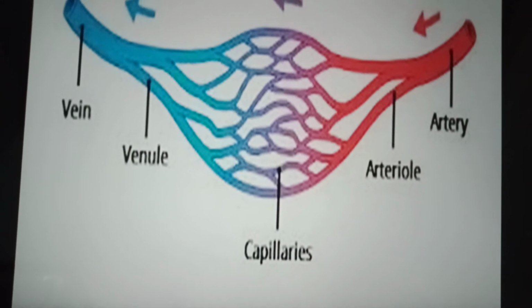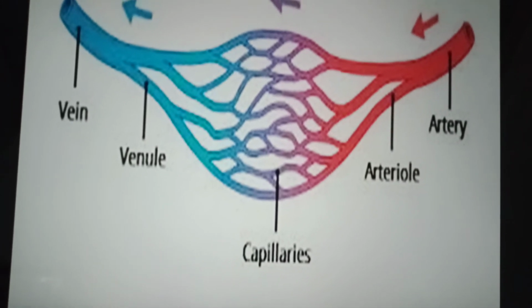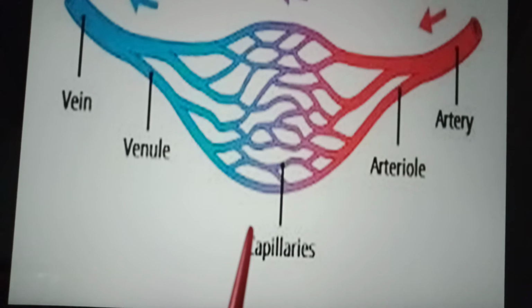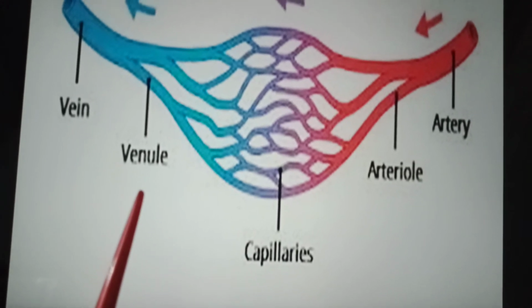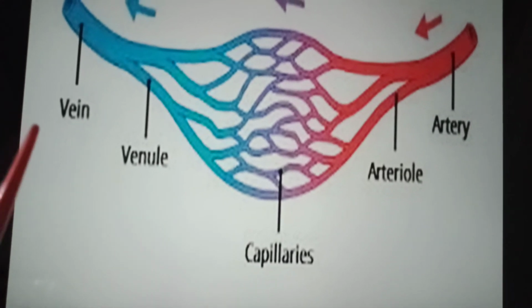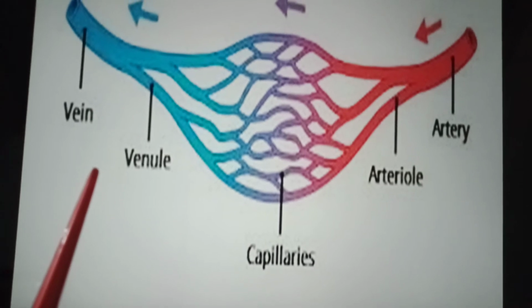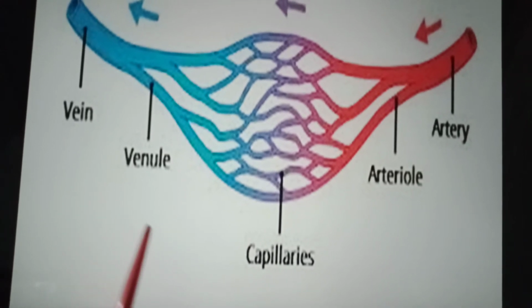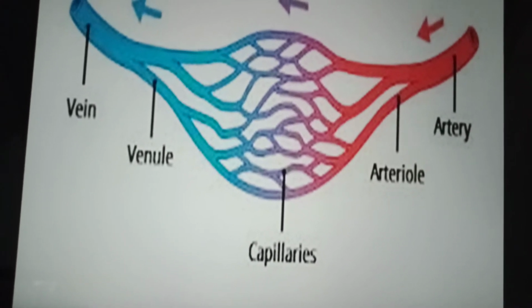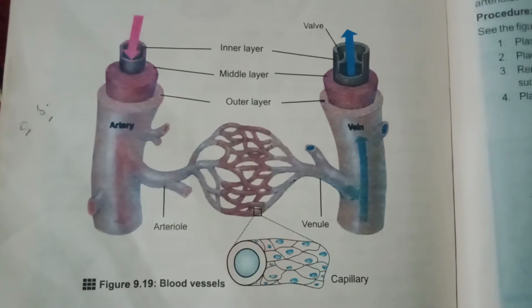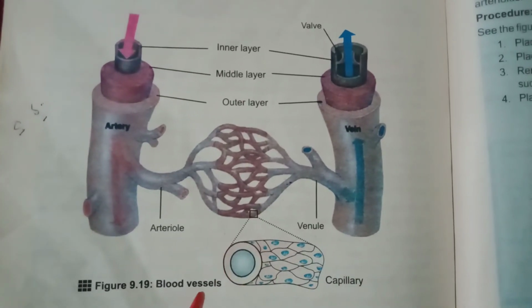In a tissue, capillaries join to form small venules, which join to form veins. Most veins have flaps called valves that prevent the backflow of blood. So here are blood vessels.